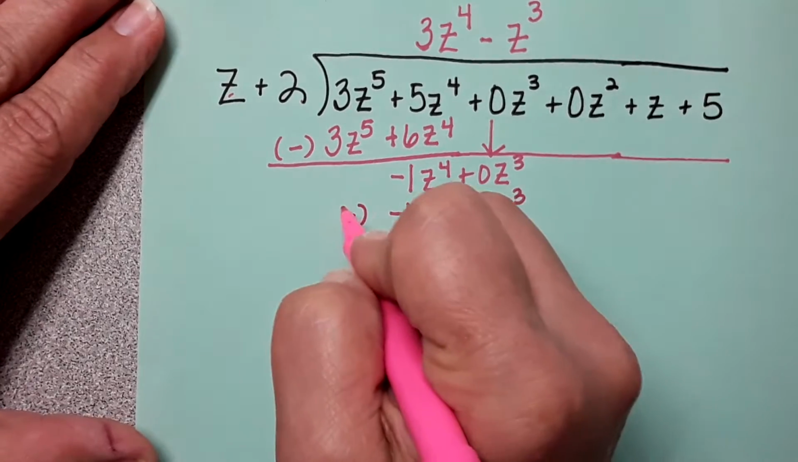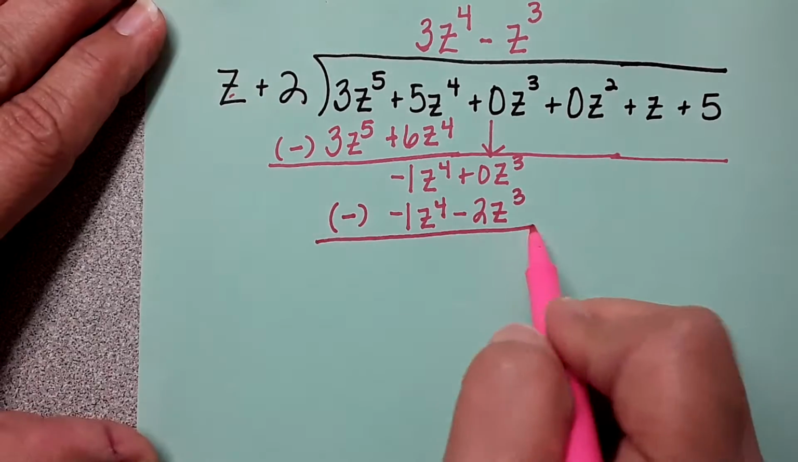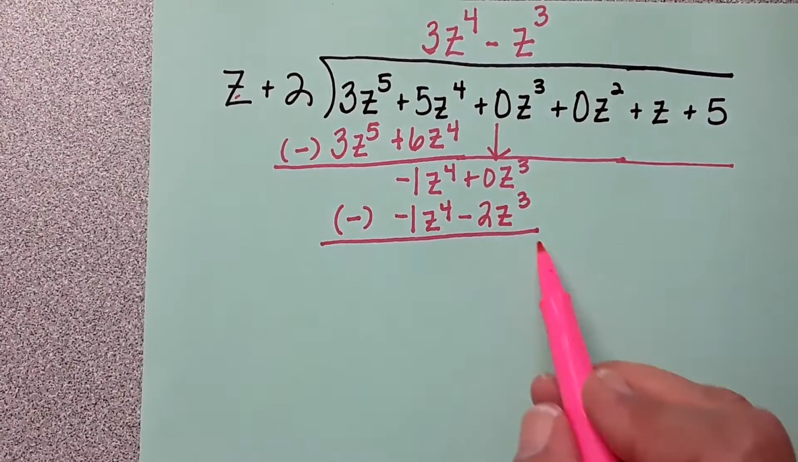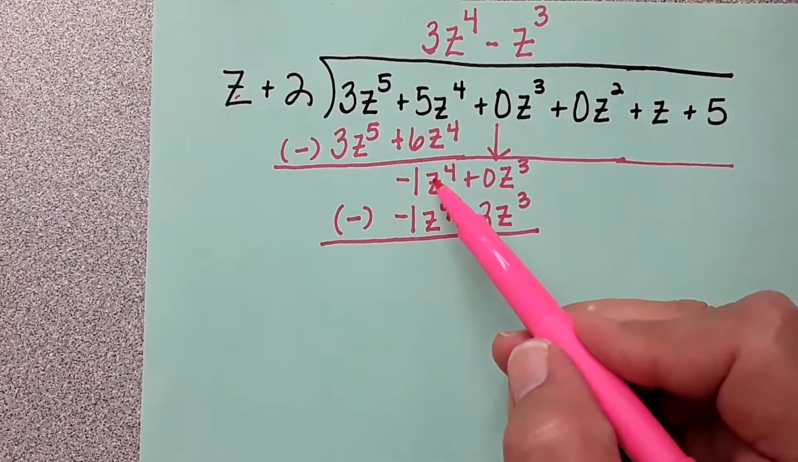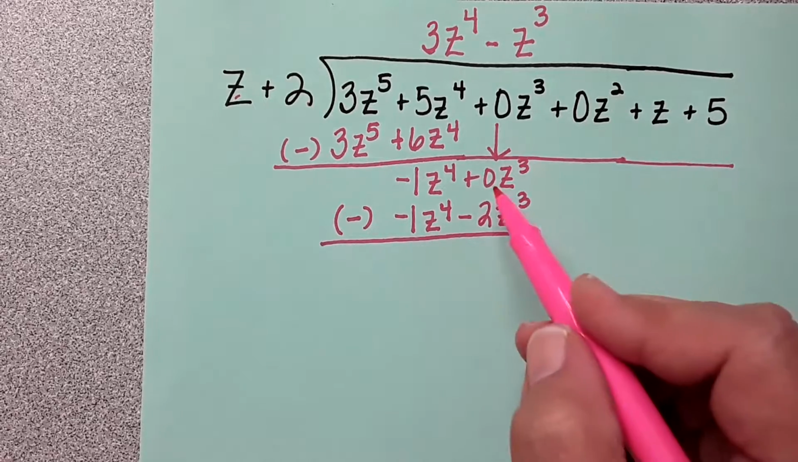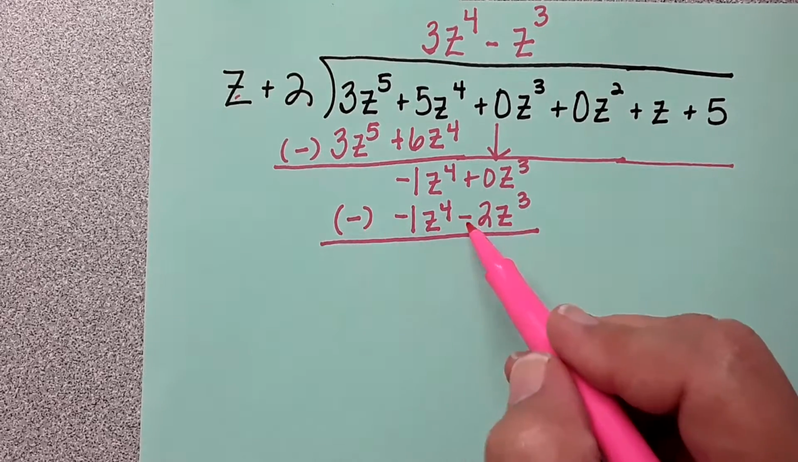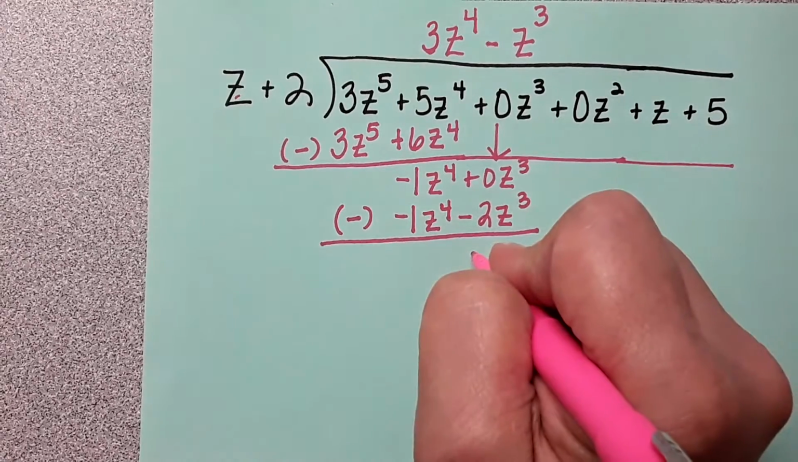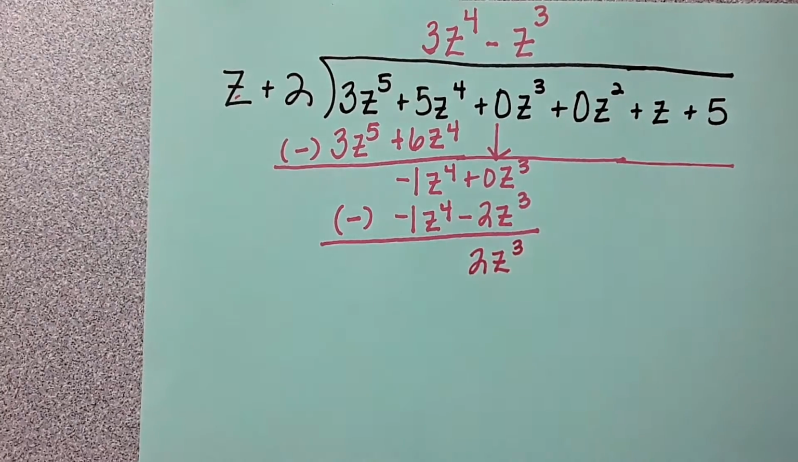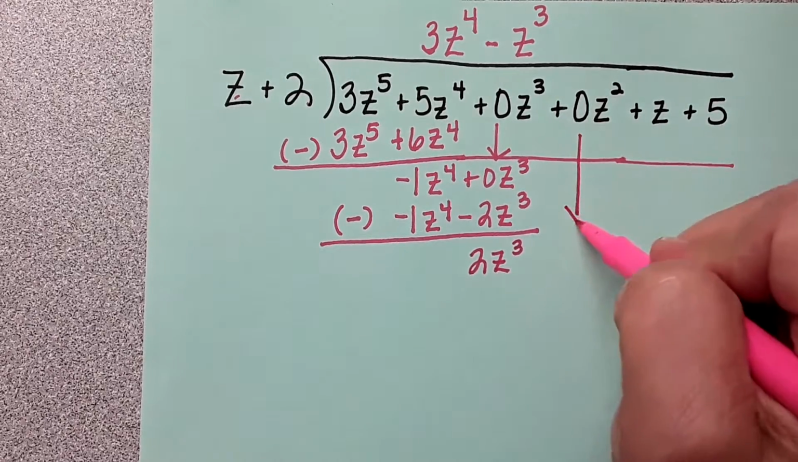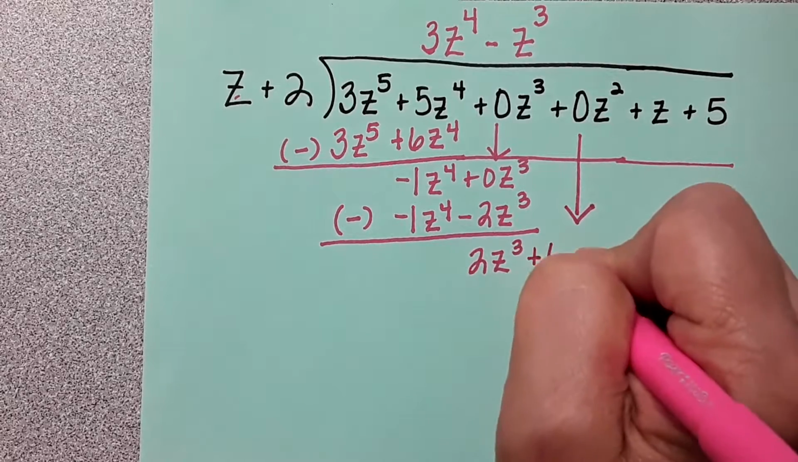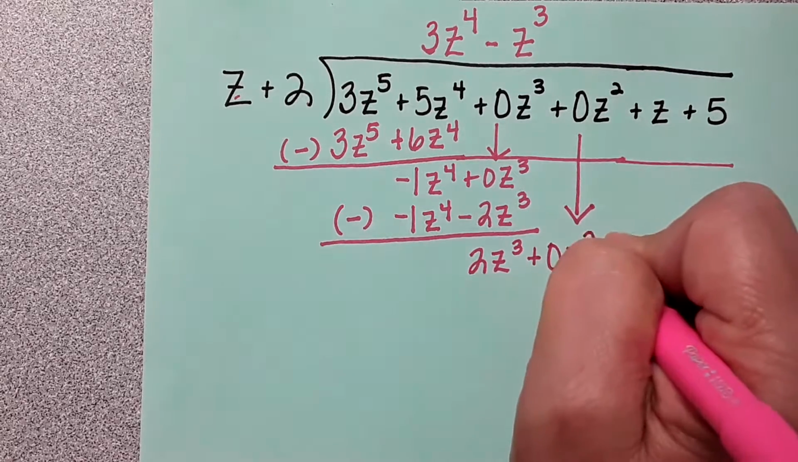And again, we're going to subtract. You're going to subtract so you get rid of that first one. Negative 1z to the 4th minus negative 1z to the 4th is 0. 0 minus negative 2z to the 3rd is 2z to the 3rd. It becomes positive. And then I'm going to bring this down. It's positive, so plus 0z squared.